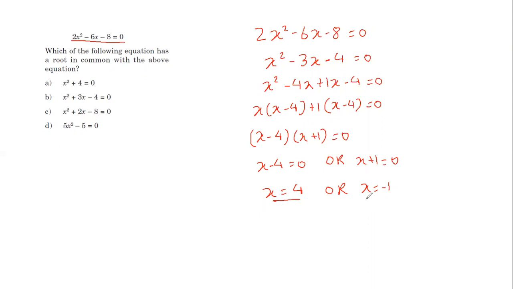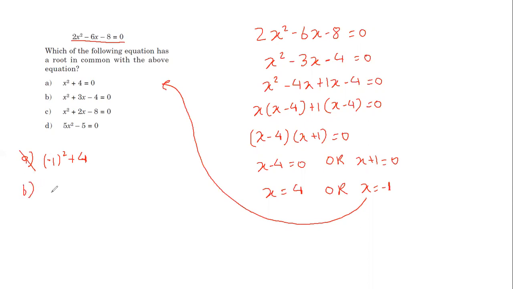Now you can check whichever you want. You can go for x is equal to 4 or you can go for x is equal to minus 1. Now guys, which one is more easy? Negative 1 is definitely more convenient for me to put. So what I'll do, I'll try to put negative 1 in the options and check. If I put in option A, that's negative 1 square plus 4, is it equal to 0? No. So that does not satisfy, so it can't be my answer.